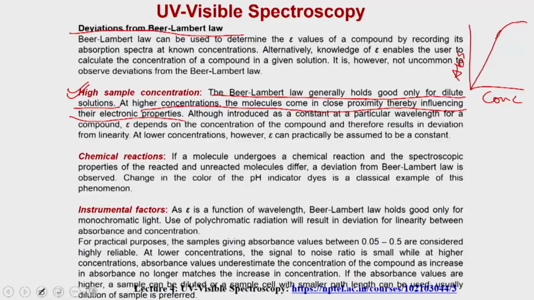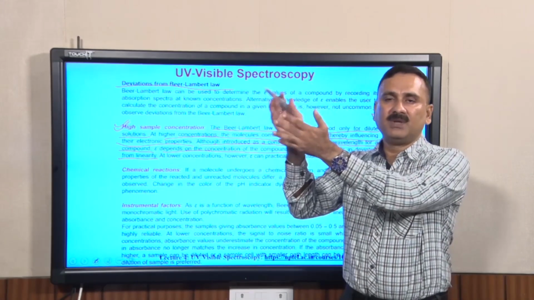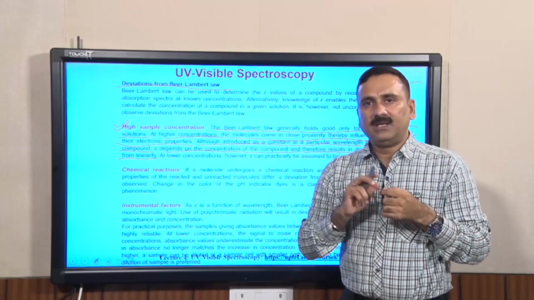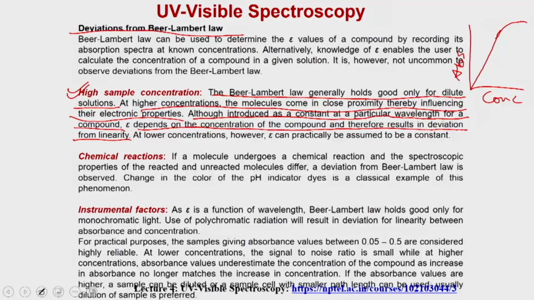Although introduced as a constant at a particular wavelength for a compound, epsilon depends on the concentration of the compound and therefore results in deviation from linearity. Because of that molecular crowding, the epsilon is also getting affected, and you do not get a linear relationship between the absorbance and the concentration, and as a result it gives you a deviation. Either it is going to give you a plateau or it may give you very high readings. That is why it is recommended that you do measurements at diluted concentrations.